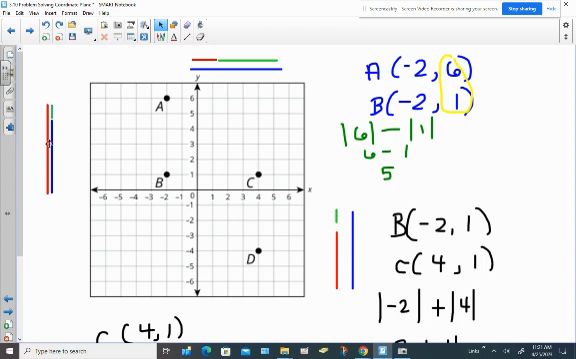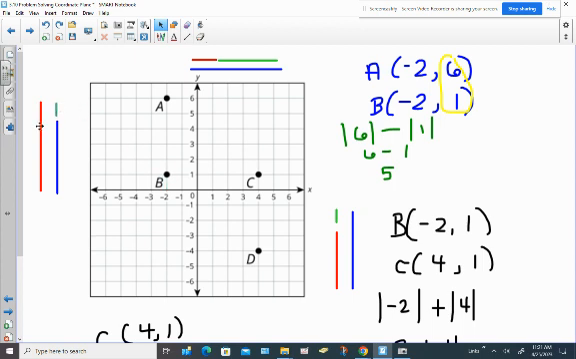If we ask ourselves, how far away is point A from 0 on the number line? Zero's right here. A is 6 units away. The length of that red line is 6 units. I'm going to put this over here for a second. If we ask ourselves, how far away is B from 0 on the number line? Again, we're talking about the Y because that's the thing that differs. That's 1 unit away from 0.